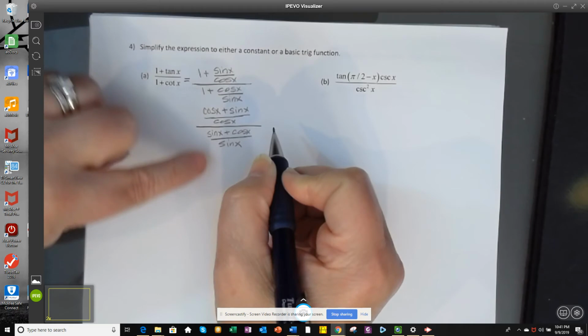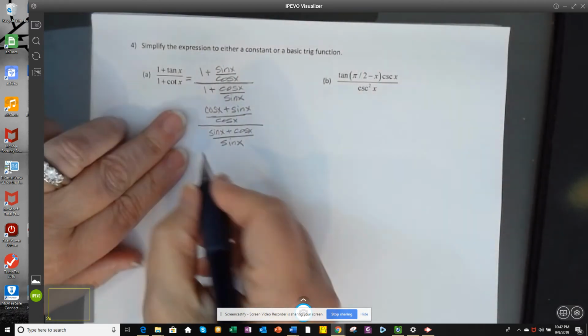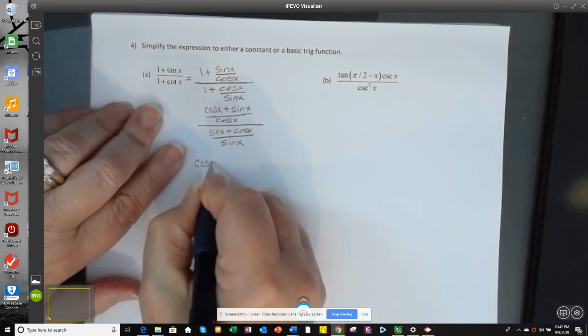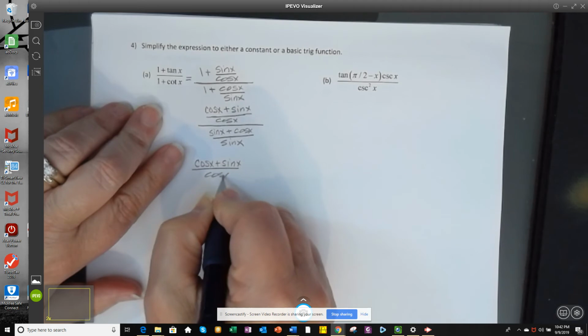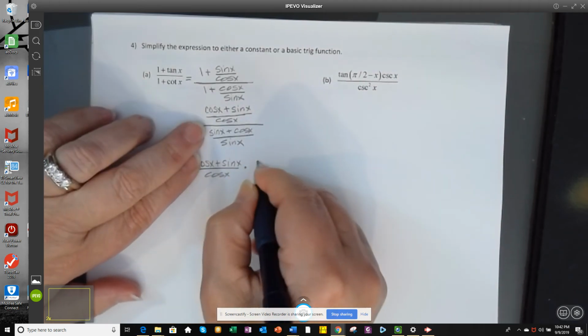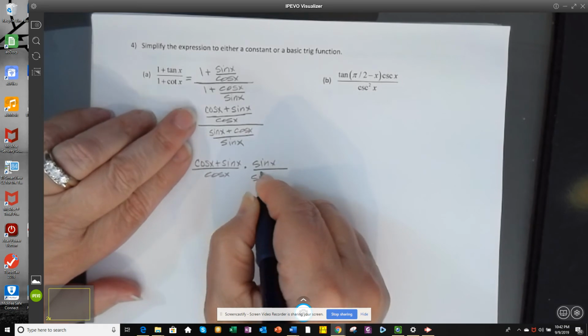And now I have a double-decker set of fractions here. And I'm going to keep the numerator. Here it is, cosine x plus sine x over the denominator, which is cosine x, times, and I'm going to flip the denominator. So this is sine x over sine x plus cosine x.